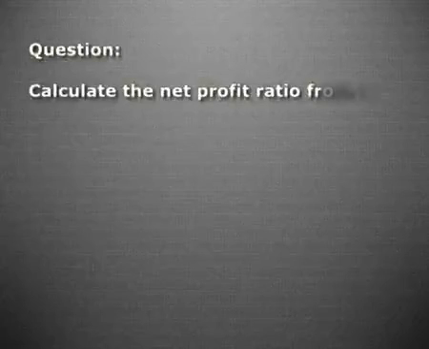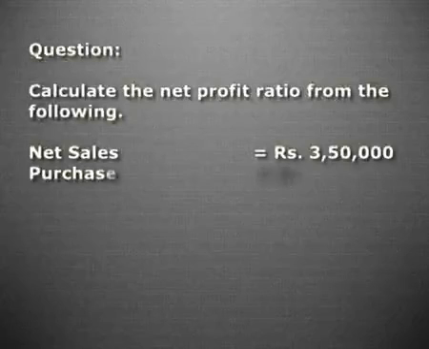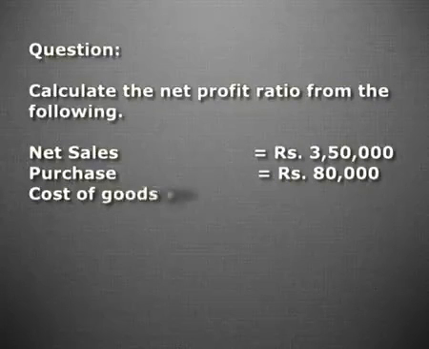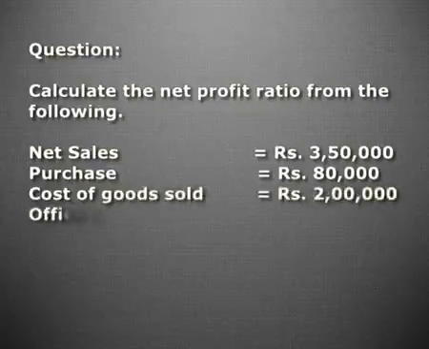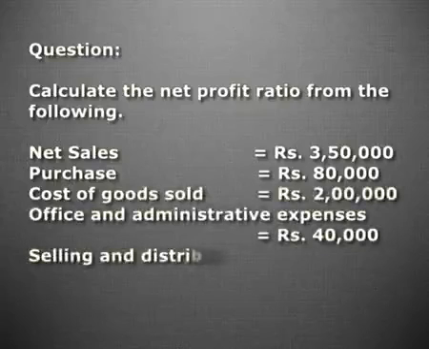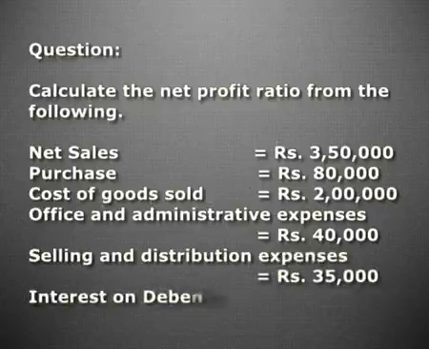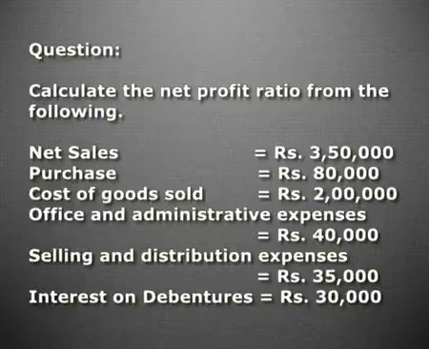Question. Calculate the net profit ratio from the following. Net sales is equal to rupees 3,50,000. Purchase is equal to rupees 80,000. Cost of goods sold is equal to rupees 2 lakhs. Office and administrative expenses is equal to rupees 40,000. Selling and distribution expenses is equal to rupees 35,000. Interest on debentures is equal to 30,000.